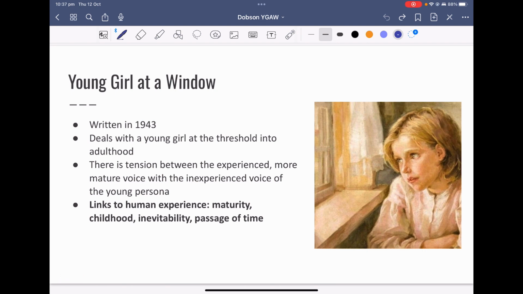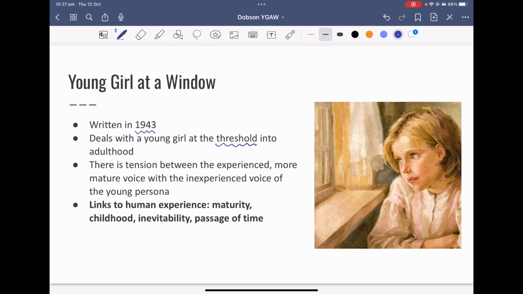Now, I'm not sure if you've read it, but if you haven't, you need to go read it. We will read it together, we will analyze it together, but still, I want you to read it on your own and try to make sense of what's actually going on as a whole. Here is some basic information about Young Girl at a Window. It was written in 1943, and it deals with a young girl at the threshold into adulthood. So she is transitioning from childhood into adulthood.